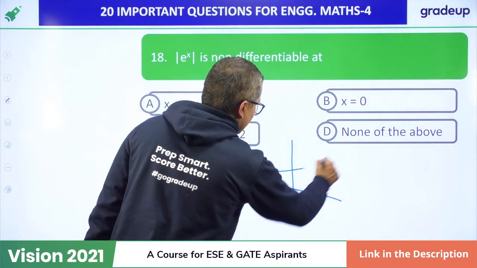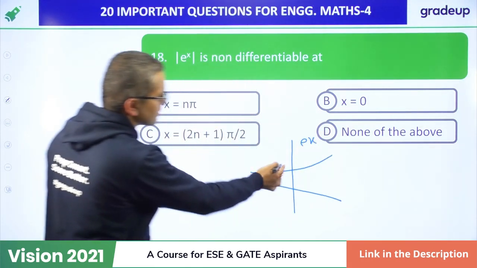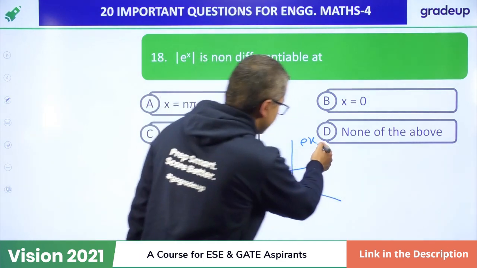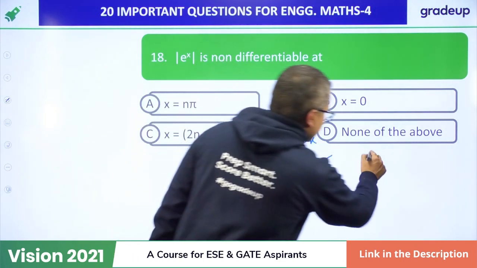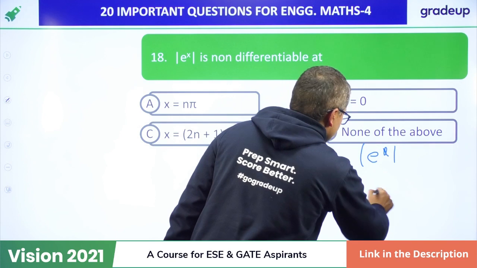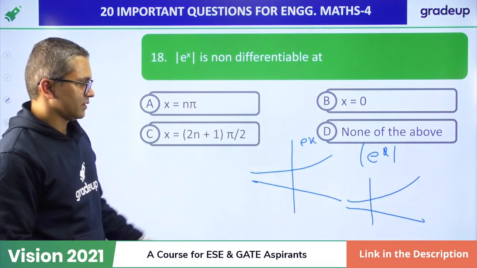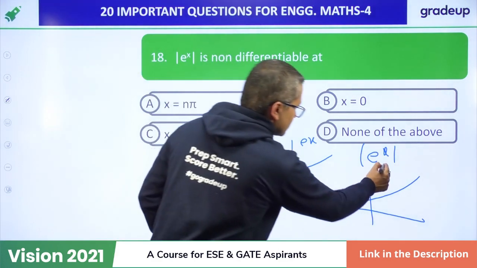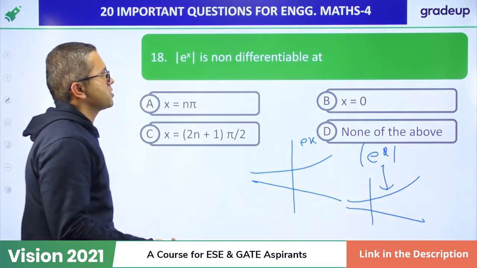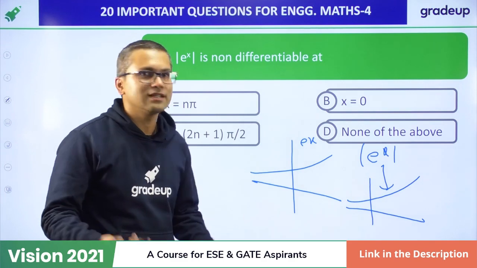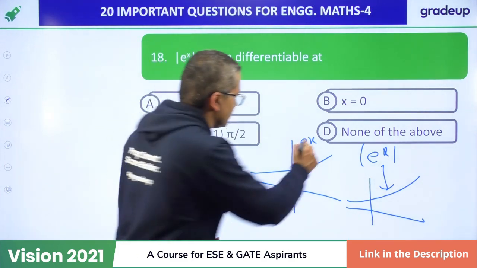See, mod of e^x is like this, right? And this is always positive. So, sorry, e^x looks like this, right? So, what should it be? Mod of e^x should also be this, because it's always positive, right? So, this is also same. And e to the power x is always differentiable, right? Is that good? So it's a D, none of the above.